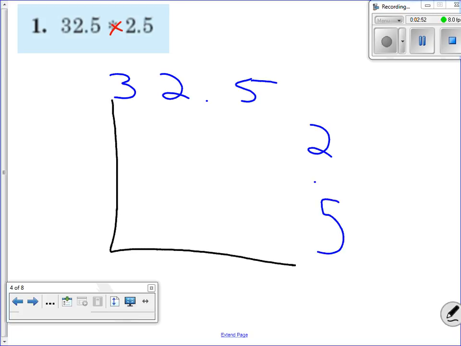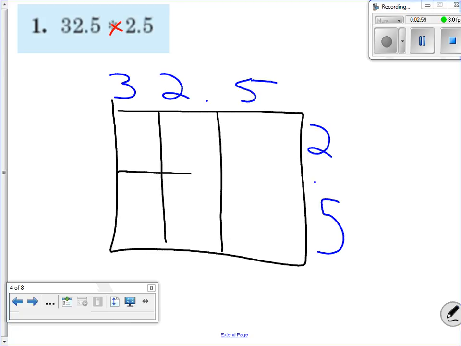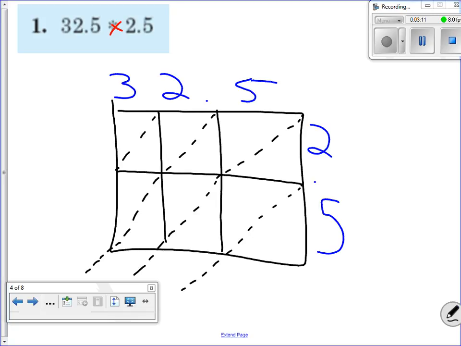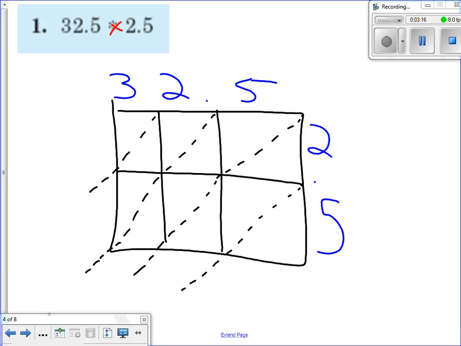Go ahead and make my boxes. We've got 3 columns here and 2 rows here. Then we have these dotted lines going all the way through. This part will be done for you tomorrow. As you can see, this is why I don't like having kids do this. Let's look at my handwriting. It's still not the neatest. Okay, that's how the lattice method works, though.